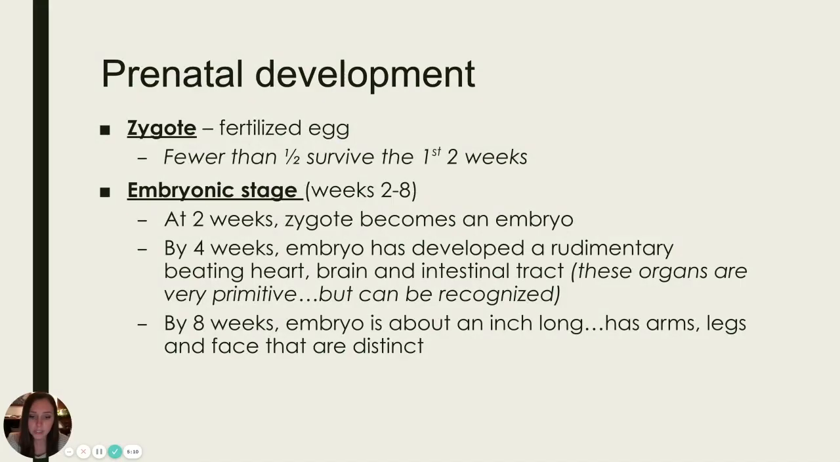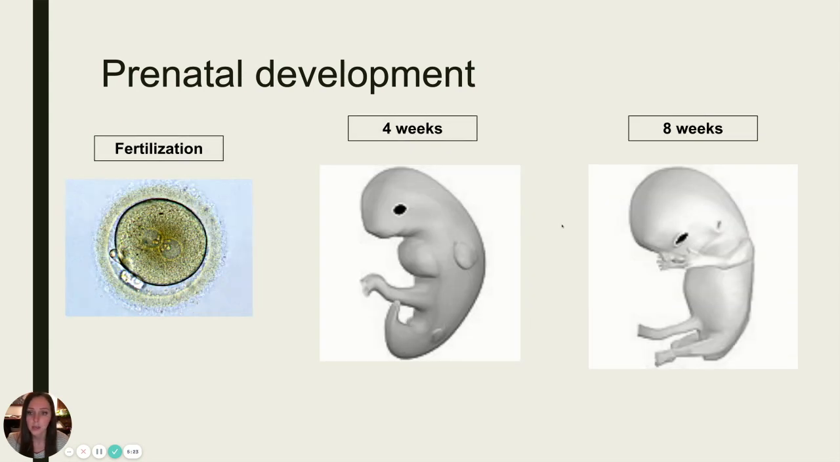Okay, and then by 8 weeks, the embryo is about 1 inch long, has arms, legs, a face that are distinct. So you can actually start seeing these features as early as 2 months or 8 weeks. Okay, so we have some pictures here for you, if you've never seen what a baby looks like in the womb. You have fertilization, right at the beginning of conception. You could see a picture of that. You have a picture at 4 weeks and then at 8 weeks.